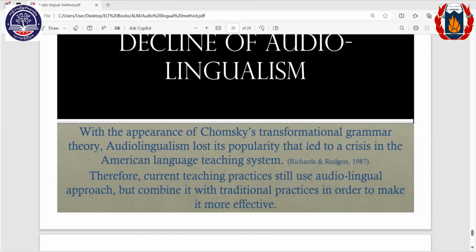It also led to a crisis in the American language teaching system. Transformational grammar theory: if you have time, you can Google transformational grammar or transformational generative grammar. There are many books for this theory. It is about changing from one form to another, because even though the teacher gives one pattern, the student can change this pattern into another. But for audiolingualism, the teacher will give the patterns, and the student needs to use the pattern accurately.